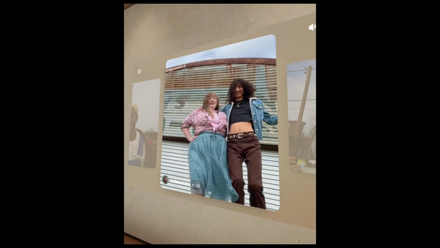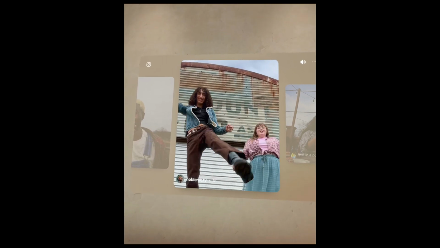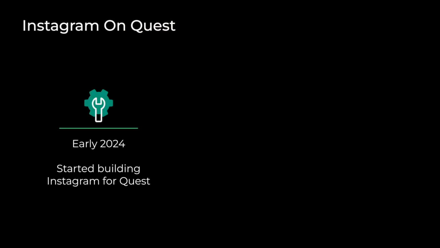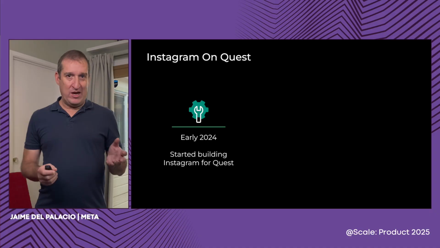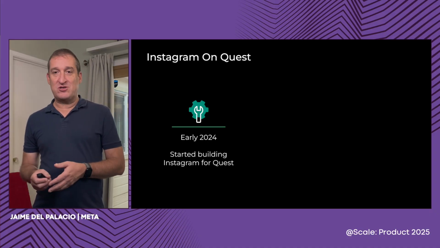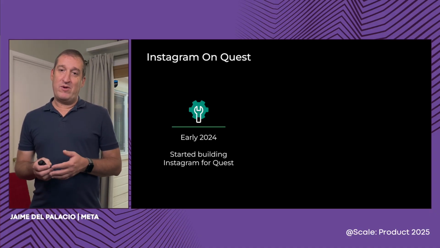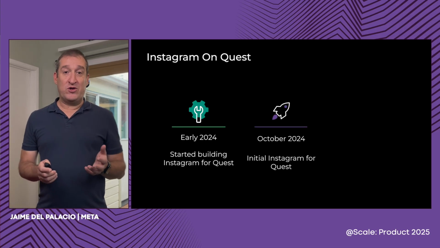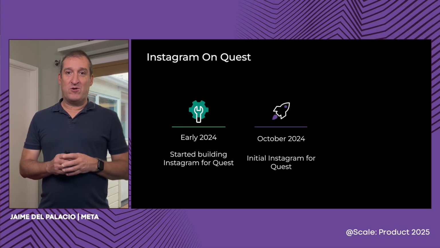As you noticed, all the content in IG feed is in 3D. But how did we get here? In early 2024, we set out to build a native Instagram app for the Quest headsets. We wanted to really supercharge the experience of social connections, and what better way to do it than through Instagram? By October 2024, we had launched our first version.